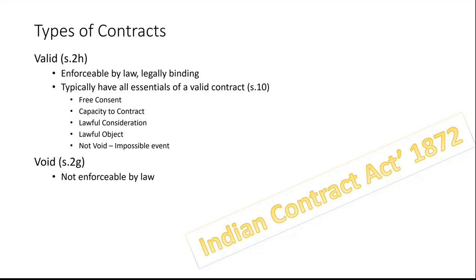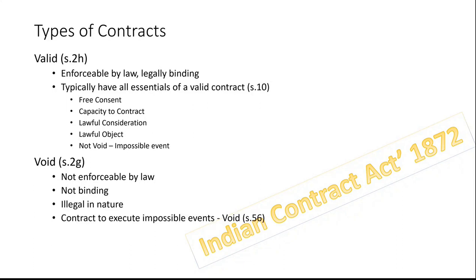Void agreement, as against this, which is mentioned in section 2(g) of the Act, is not enforceable by law. Not binding because it cannot be enforced by the law. Illegal in nature, generally, not always, because there are some impossible events. They are not illegal, but they are impossible. So generally, void agreements are illegal in nature. Contracts to execute impossible events are also void, as I just gave the example.